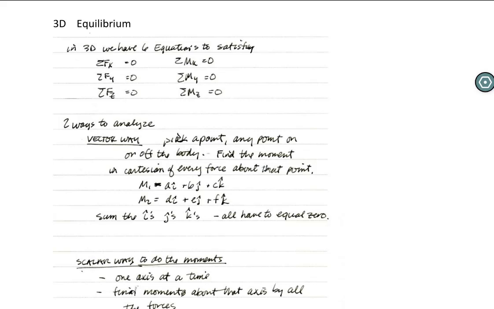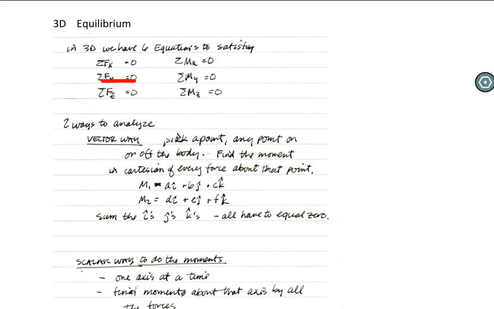Well, today we're going to start three-dimensional equilibrium here in Chapter 5, 3D equilibrium. So in 2 dimensions, we had 3 equations to satisfy. Sum of the forces in the x is equal to 0, sum of the forces in the y is equal to 0, and then sum of the moments about any point. In 3D, we have 6 equations to satisfy.